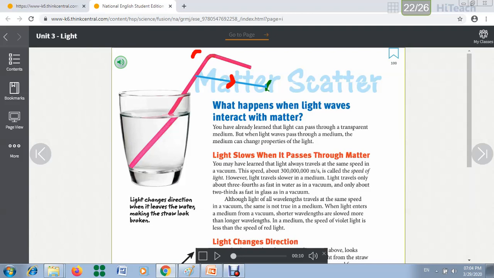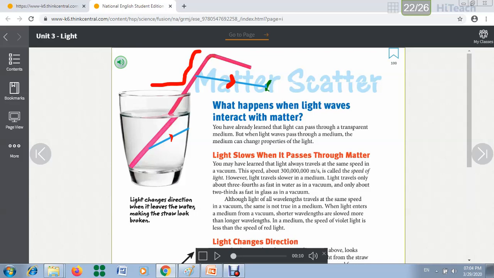But if you look at the lower part of the straw, at the part in the water, what happens when the light is reflected to your eye? This light was traveling from this point to the glass and between the water particles, and it will be reflected here. Look at it. It's not reaching your eyes yet. It will change direction. It will not stay in the same direction. Look what's going to happen. Actually, here it will change a little bit.